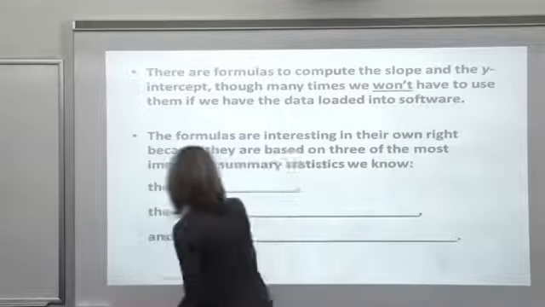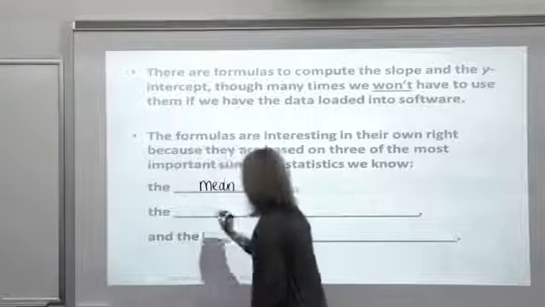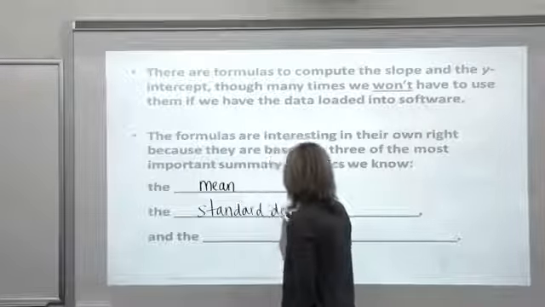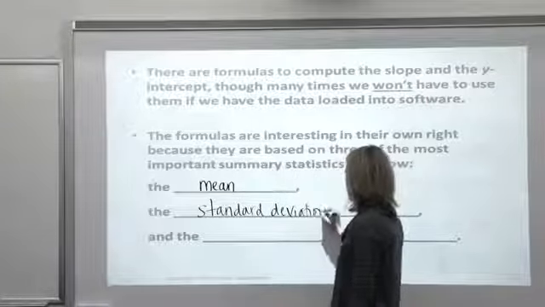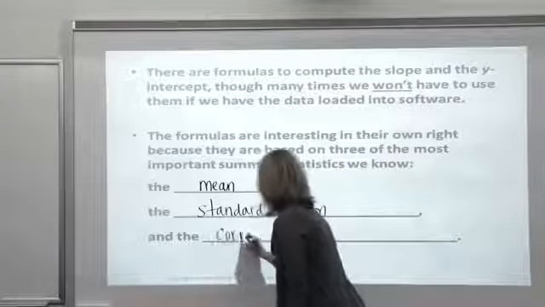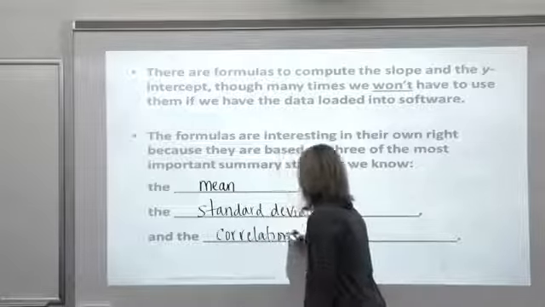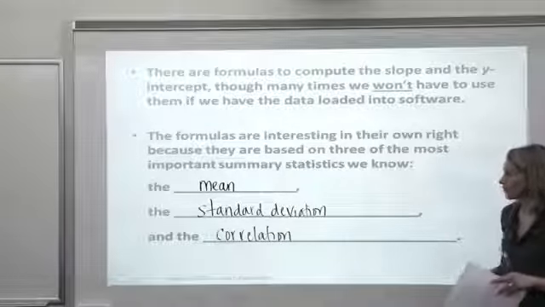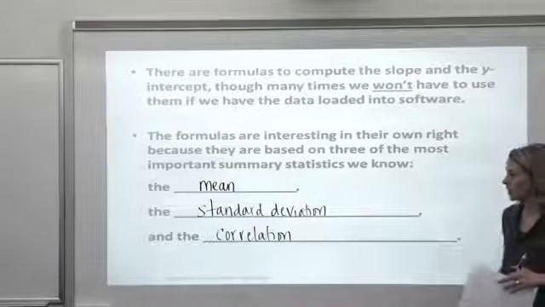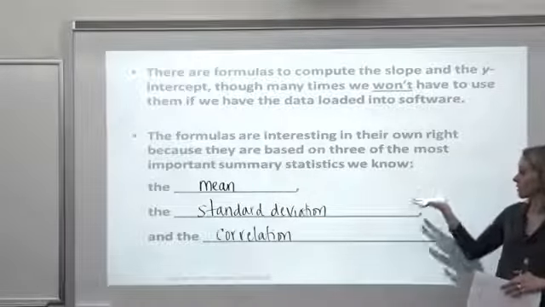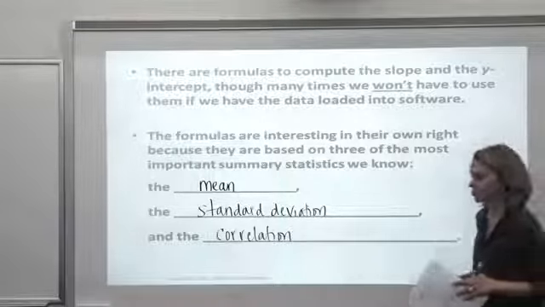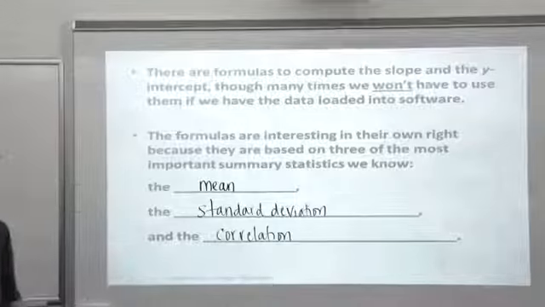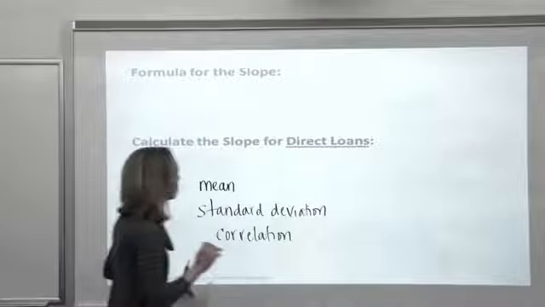They're based on the mean, the standard deviation, and the correlation. So all things that were previously summarized there at the top of this problem for us. So we'll see how we use these three important summary statistics in the formulas for slope and y-intercept. Okay, so what are the formulas for the slope and the y-intercept? Let's start with the slope.